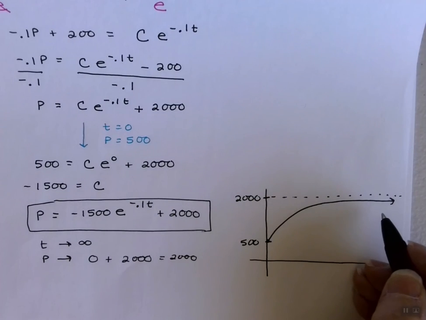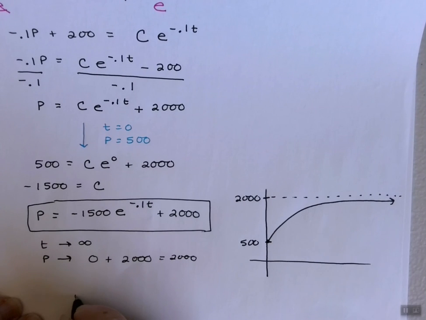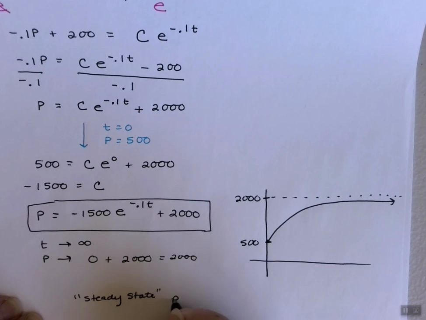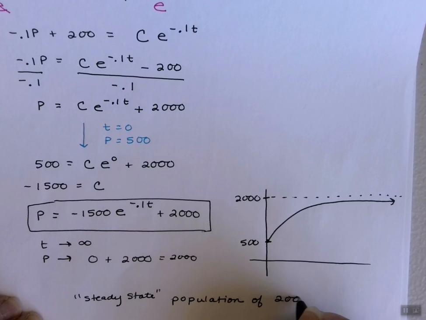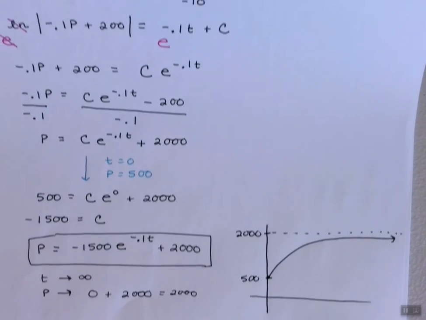This 2,000, usually we give it a name. 2,000 is called the steady state population. Population after a very long time levels off and stays steady at about 2,000. All right, that brings us to the end of 7.9.